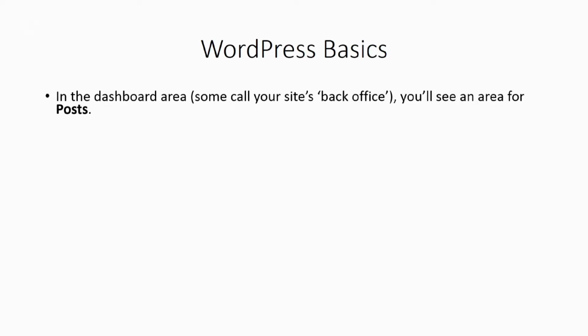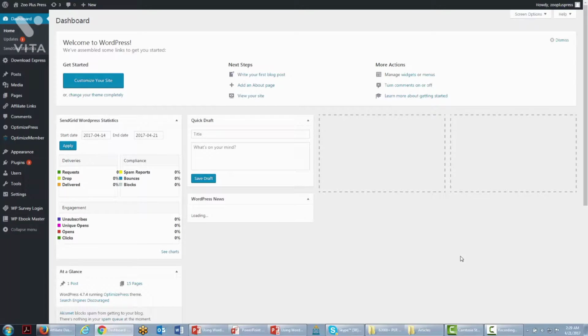networking business. Now in the dashboard area, that some people call your site's back office, you'll see an area for posts. And in your dashboard area, you'll see it on the left-hand side menu. If you hover over it, you'll see that the posting section has all posts, add new post, categories, and tags within the sub menu.